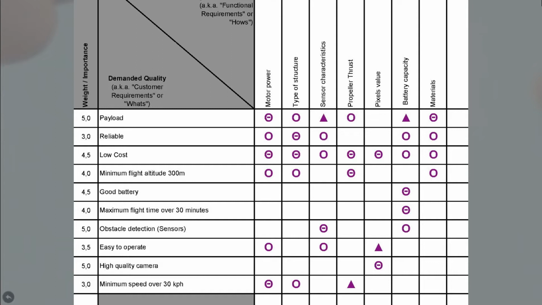When it comes to weak relationships, we can compare the easy to operate customer requirement with pixels value. That is important in RC drones, but not in the one that we are currently making. Also, there is no relationship between some requirements, like comparing high quality camera with motor power.